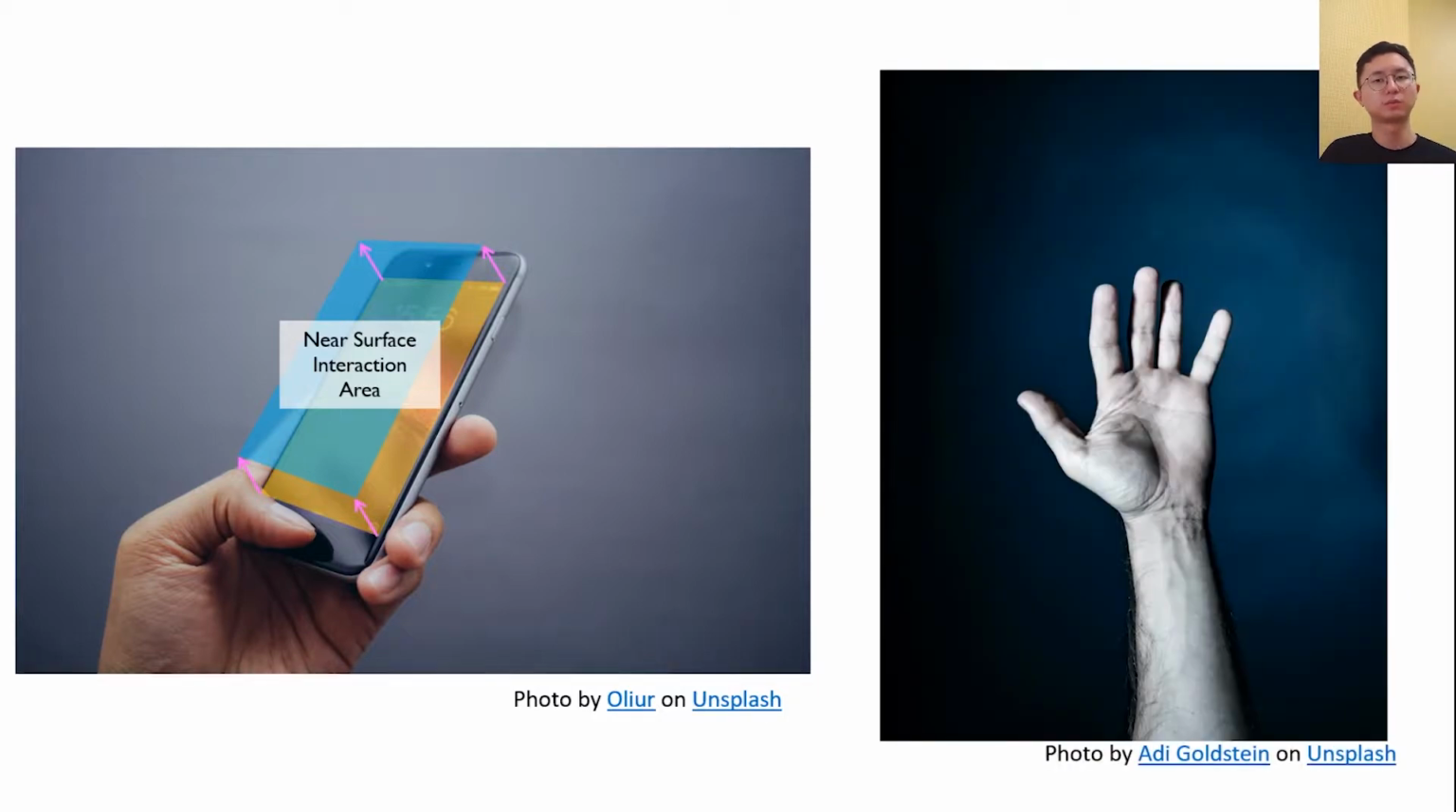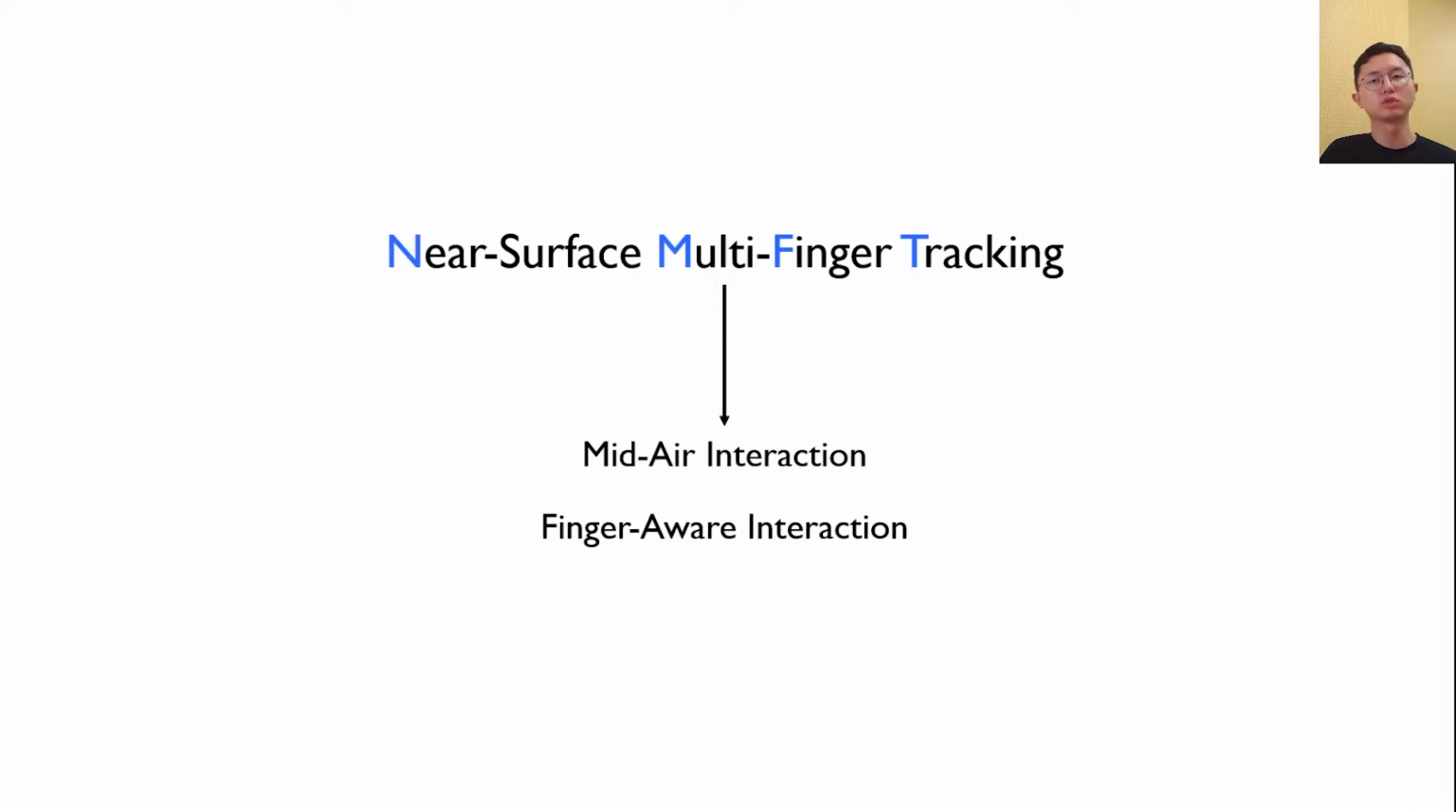For example, a smart device can distinguish which finger is contacted on a touchscreen, and each finger can be used as a different input. We wanted to support both interactions with a single technology. A near-surface multi-finger tracking technology, which tracks each finger's locations above the touchscreen, can support both mid-air and finger-aware interactions.